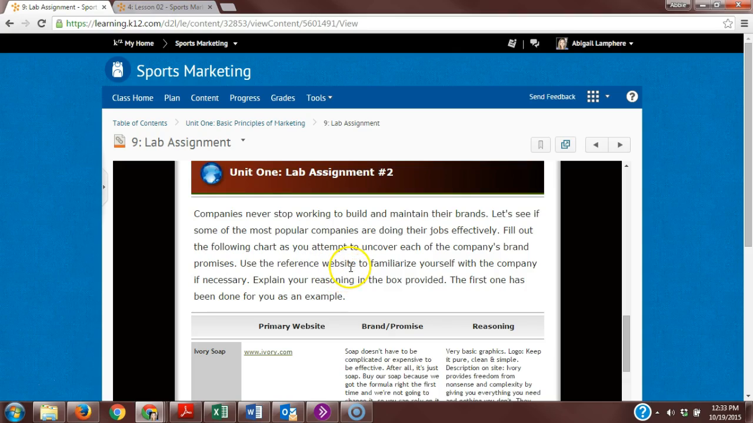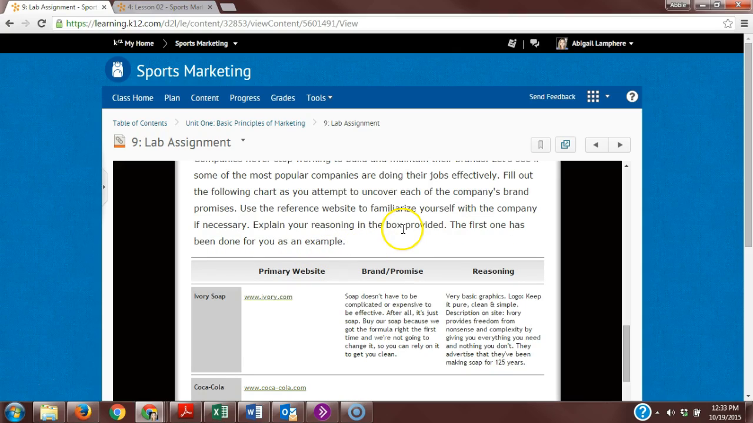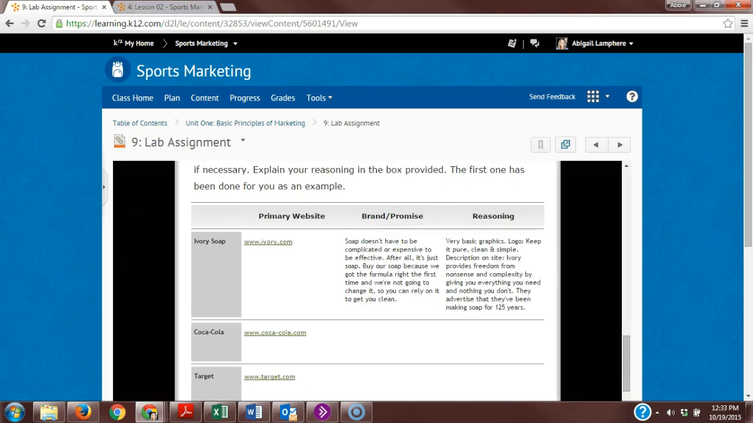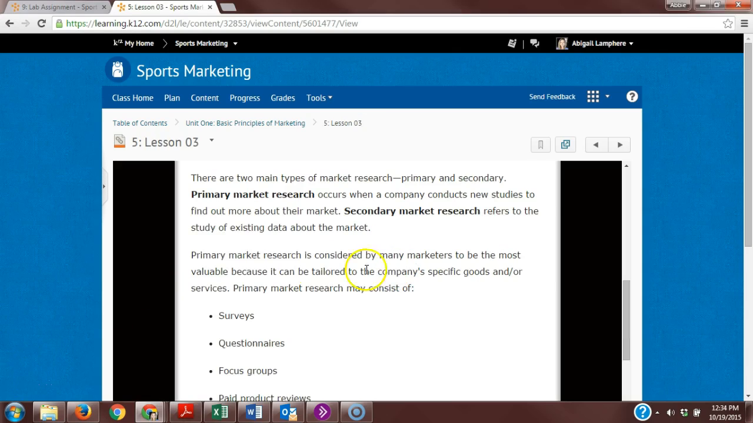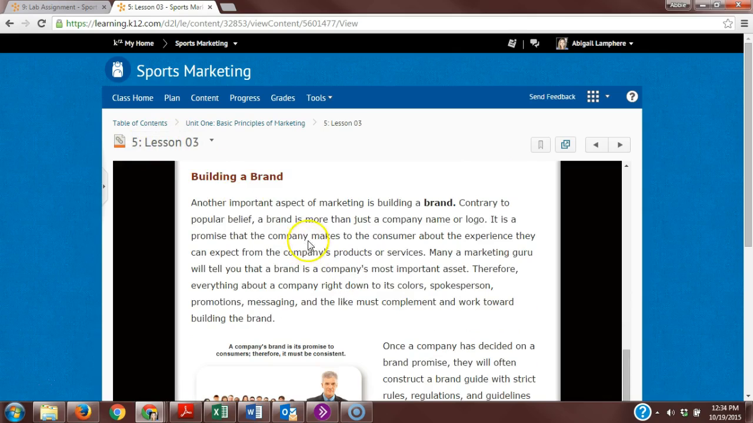Use the reference website to familiarize yourself with the company if necessary. Explain your reasoning in the box provided. This first one has been done for you as an example. So with this one, you're supposed to get a general idea of the company's brand image. If you need a little refresher on brand image, in our content, you can go to Unit 1, Lesson 3, and scroll down. It talks about building a brand.